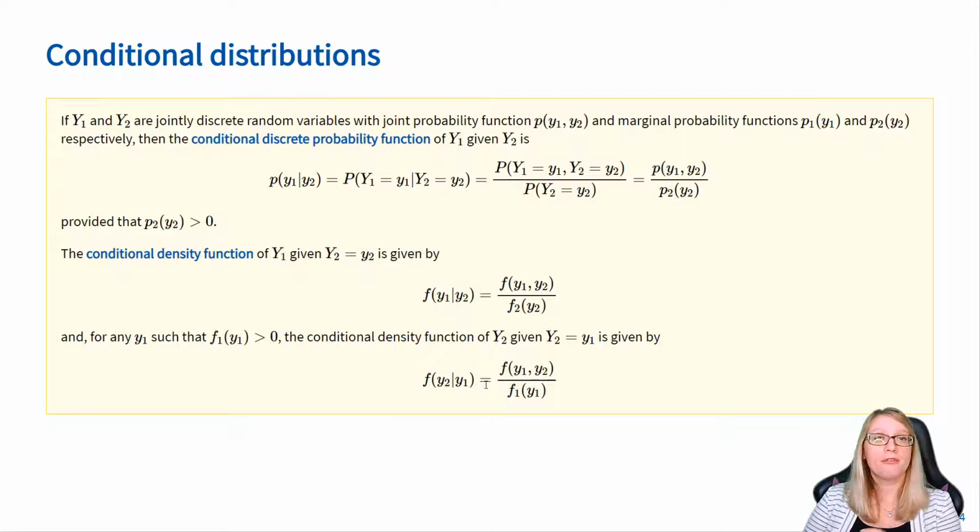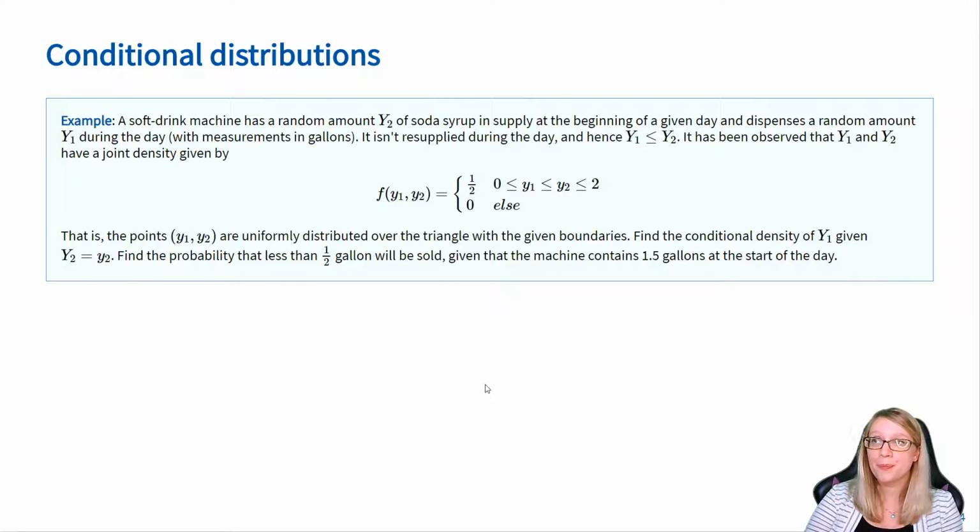Same thing if we'd like to flip the condition. The conditional distribution of y2 given y1 is the joint distribution of y1 and y2 divided by the marginal distribution of y1. So let's take a look at an example.